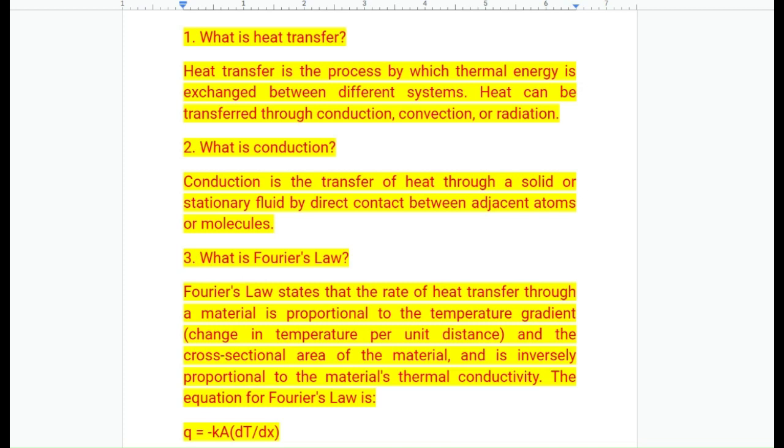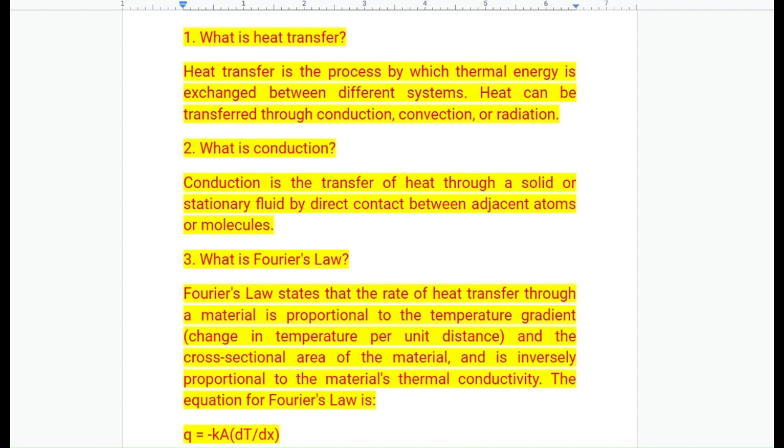1. What is heat transfer? Heat transfer is the process by which thermal energy is exchanged between different systems. Heat can be transferred through conduction, convection, or radiation.